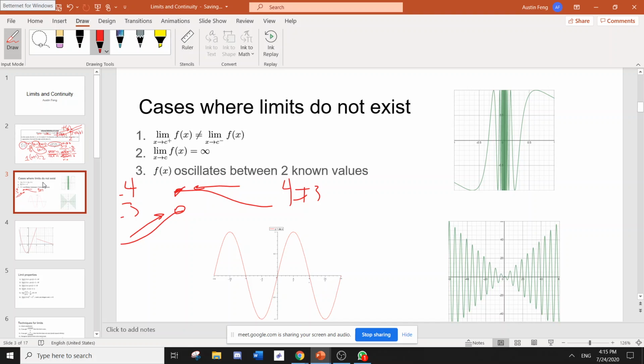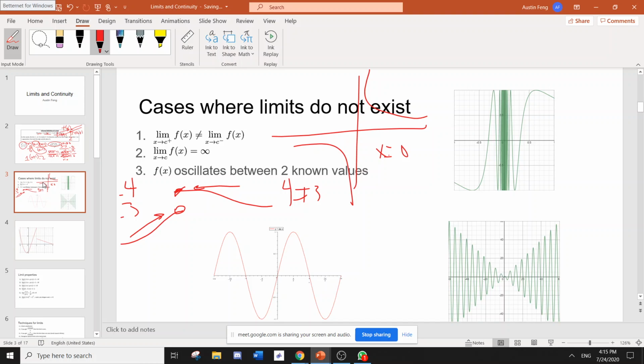Now, number 2 is when the limit is equal to infinity. That's basically when we have an asymptote. So we have a graph here, and we look at x equal to 0.